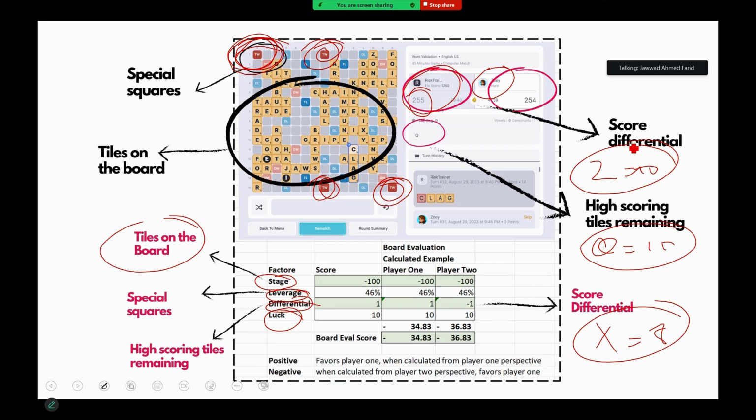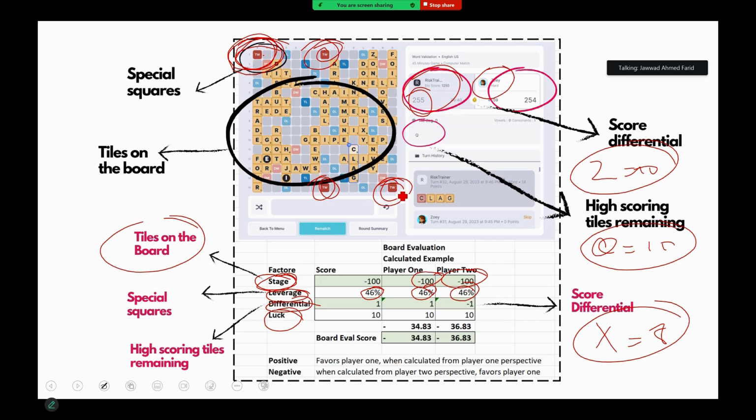The question board evaluation is trying to address and answer is that if I put all of these components together, for example, in this case, you'll see that the stage of the game is -100. So the game is done. We've played the game. The game is over. Leverage wise, there's about a 46% chance that the player might be able to, if the game was going on, there's a 46% chance because 1, 2, 3, 4 of the tiles are still left.